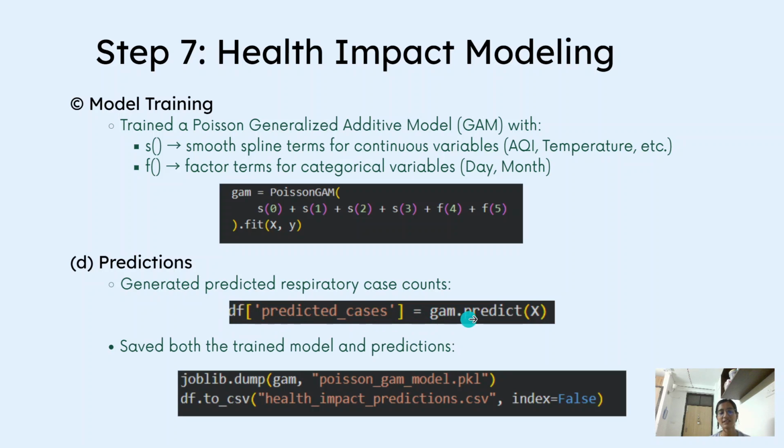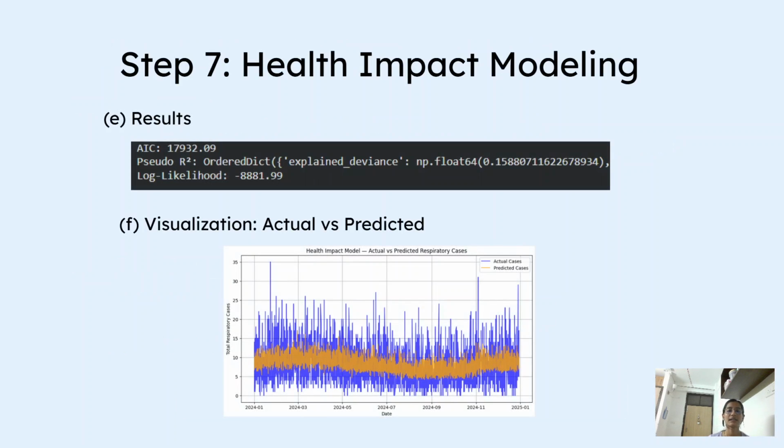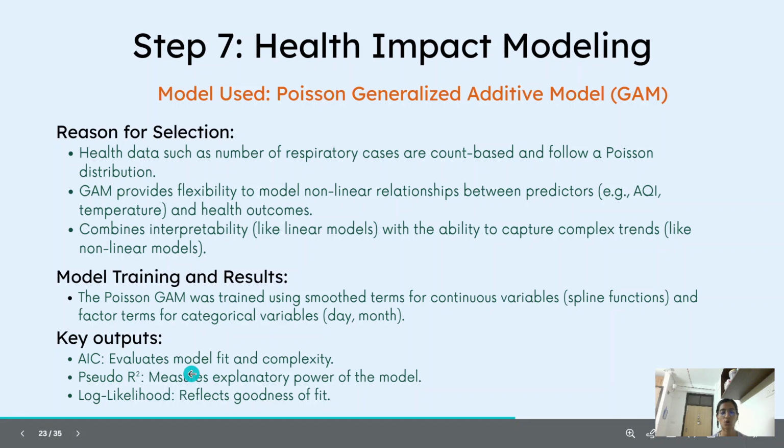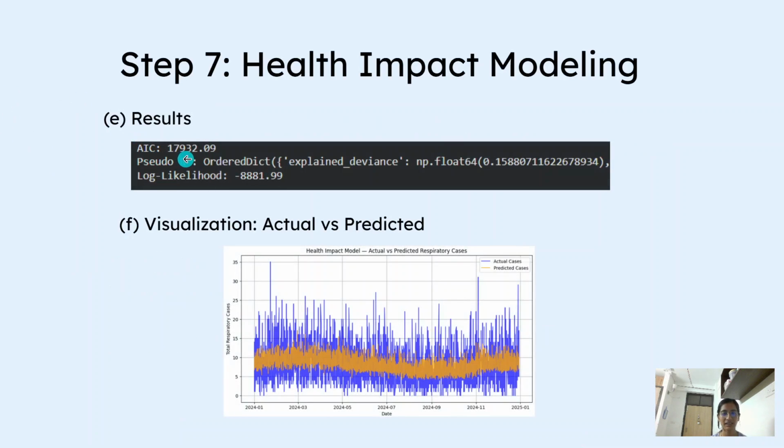We predict the cases: df prediction case, gam.predict will generate the predicted cases, and then we will save the model and get the predictions. Now we have seen the 3 main outcomes: AIC, pseudo R square, and log likelihood. For our model, the AIC is 17932.09, pseudo R square 0.1588, log likelihood minus 881.91.